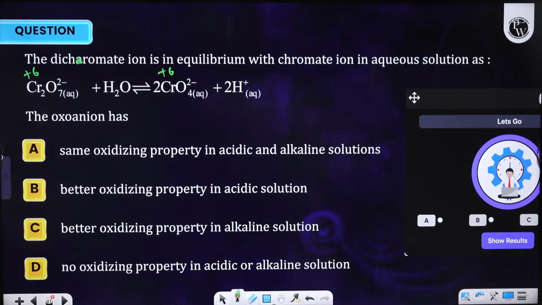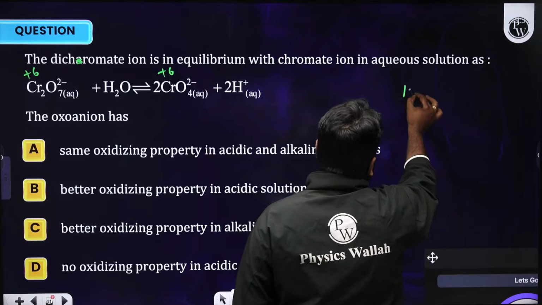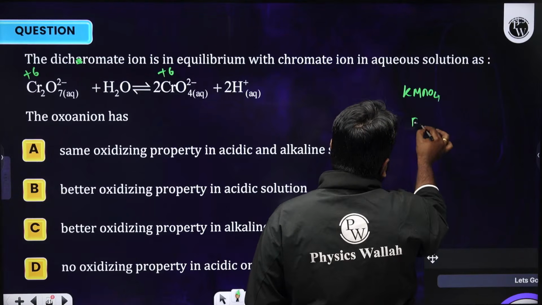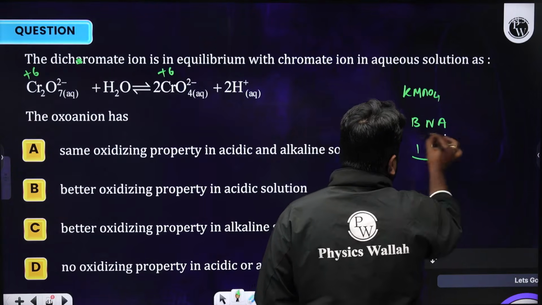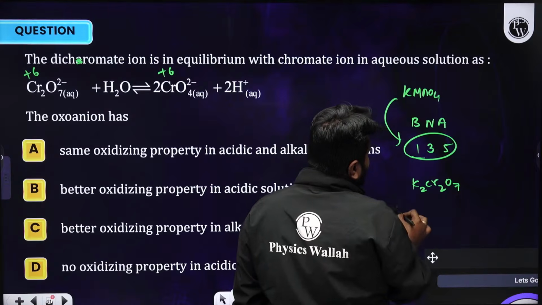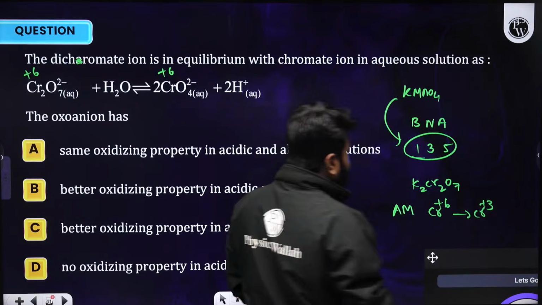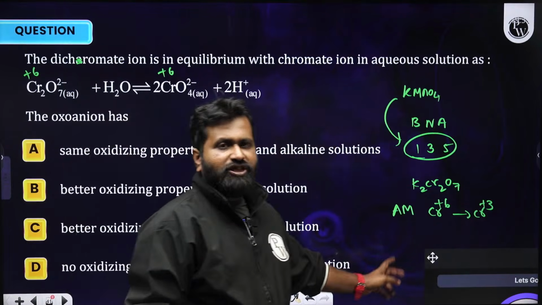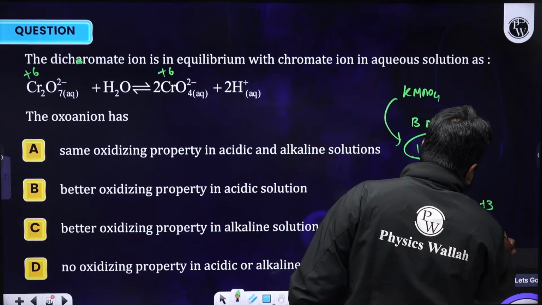What will be the answer? We studied, how many of you remember, in redox reactions, KMnO4: in acidic medium the number of electrons transferred is 5, in neutral medium 3, in basic medium 1. 1, 3, 5 for KMnO4. If I talk about K2Cr2O7 in acidic medium, what will be the change in oxidation state? +6 to +3. But in basic or neutral medium, is any change in oxidation state possible for chromium? No. Only in acidic medium, the n-factor will be 3.